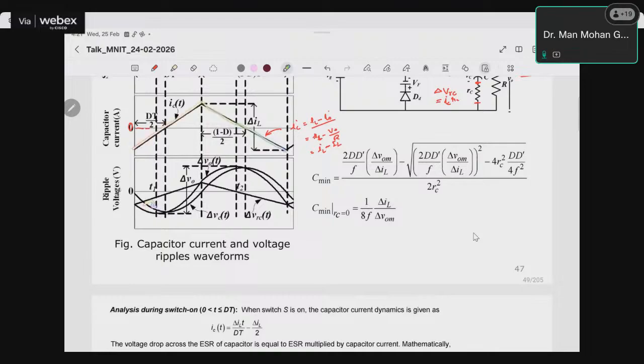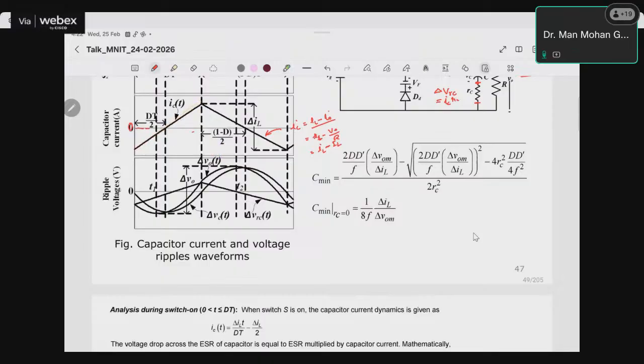Now IC into RC will give me this VRC, right? And this V naught C, this voltage is due to the capacitance, and the sum of these two will be this output voltage ripple, right? Now our aim is to find the capacitance value such that the output voltage ripple is within the limit. So when the switch is on, this is the capacitor current equation from 0 to T by 2, right?